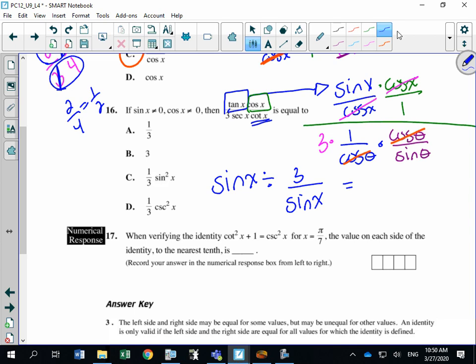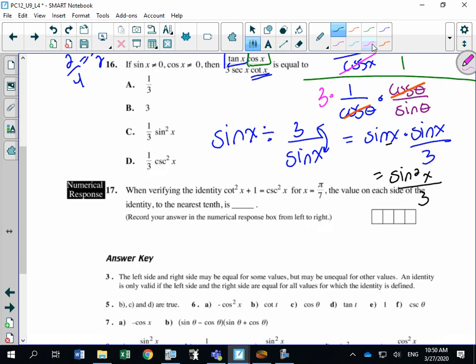This is the same thing. We're going to multiply by the reciprocal. So sine of x times sine of x over 3. This is equal to sine of x and sine of x is sine squared of x all over 3. And I look and I'm like, ooh, I think I have the answer. What you need to realize is that the number in front of the sine is 1. So this is really 1/3 times sine squared of x. And identity is done.